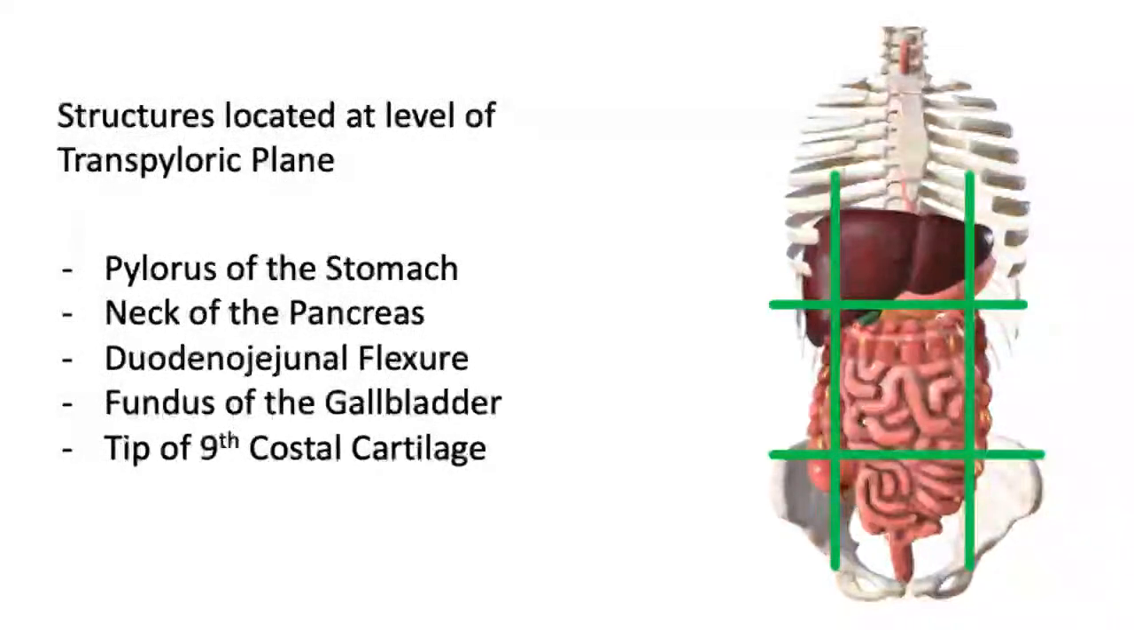So there are some other very important structures which you can find at the level of the transpyloric plane. Obviously, there is the pylorus of the stomach. Then there is the neck of the pancreas, the duodenojejunal flexure, the fundus of the gallbladder, as previously discussed in this question, and it's at the level of the tip of the 9th costal cartilage.